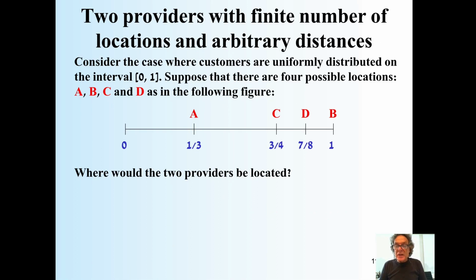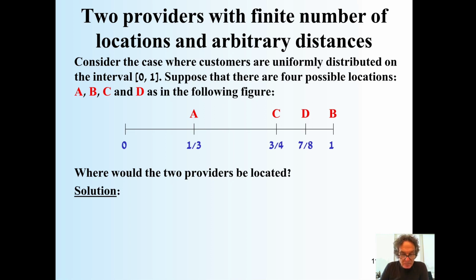2 providers with a finite number of locations and arbitrary distance. Now the locations where you can locate yourself are not necessarily equally spaced. I mean, you cannot locate yourself here. You can only locate yourself here, here, here, or here. Where would the providers be located in equilibrium? So this is a little bit more tricky, but not much more tricky.